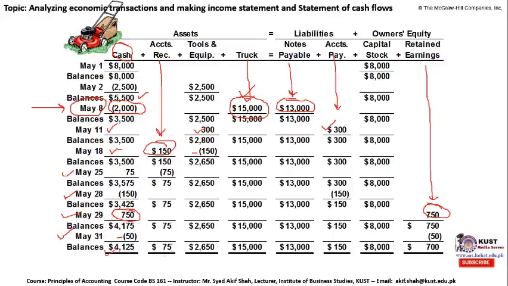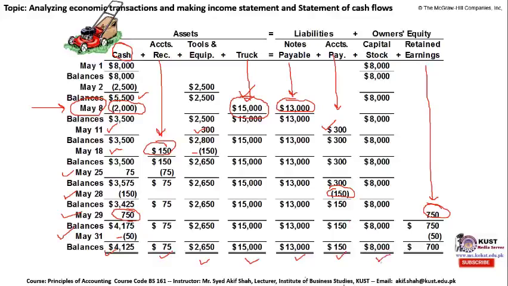4,125. The accounts receivable column shows $75. Tools and equipment are 2,650. The truck's historical cost is 15,000 as it is. Notes payable, you did not pay anything. Accounts payable leftover is 150 because the company has paid $150 over its liability in this month.